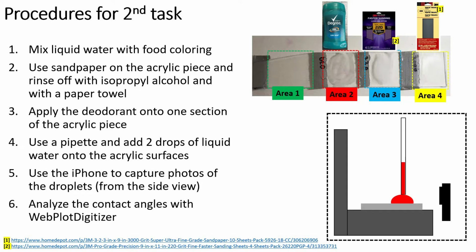On to the second procedure. This time I have a different acrylic piece, the same exact material, but I broke it up into 4 sections. As we already finished using the ideal, smooth surface of the acrylic piece, I distributed 4 areas. Area 1 is just the acrylic piece by itself. This is the untreated surface, so we didn't sand or apply any type of coating onto the acrylic material. Area 2 is the deodorant applied to the acrylic piece.